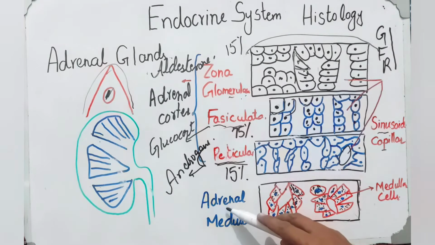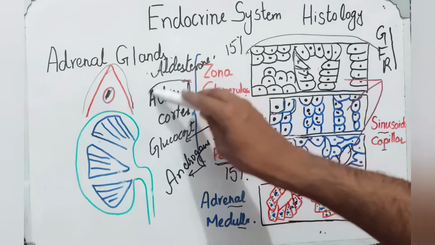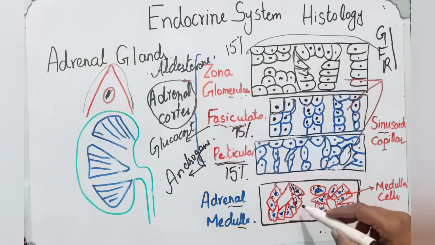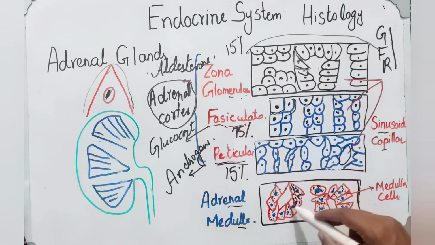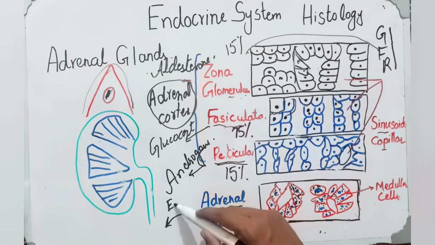Then this is called the adrenal medulla. We have discussed the adrenal cortex. Now we are discussing the adrenal medulla. In the adrenal medulla, mainly there are secretory granules. These secrete epinephrine and norepinephrine.